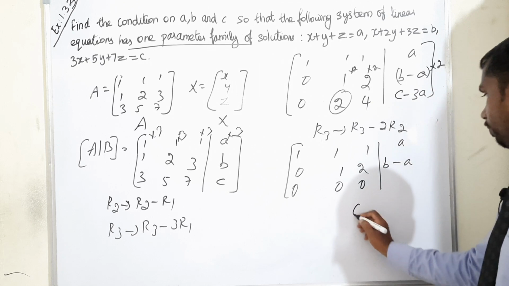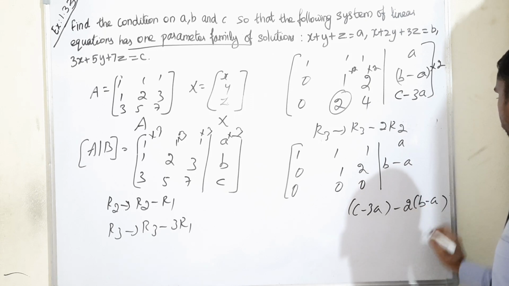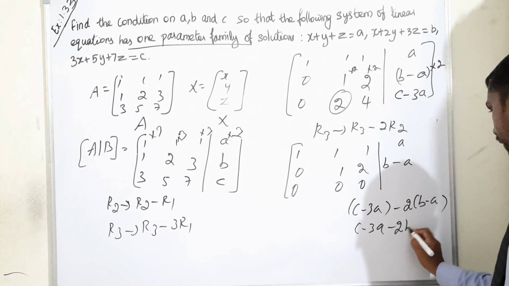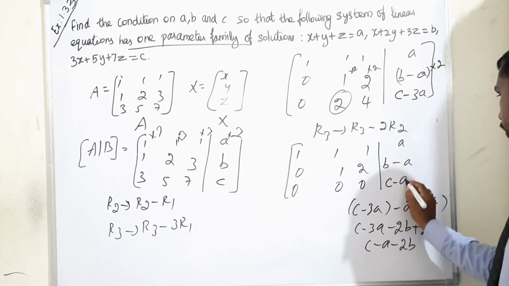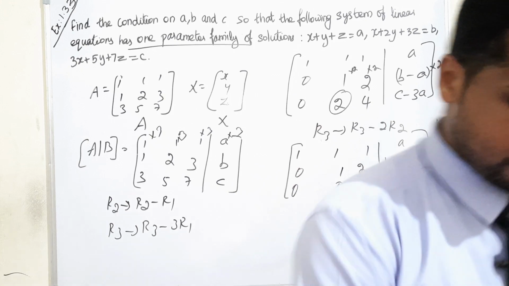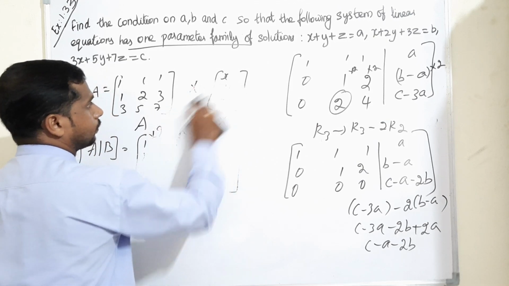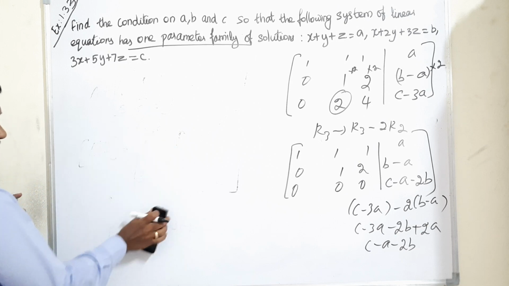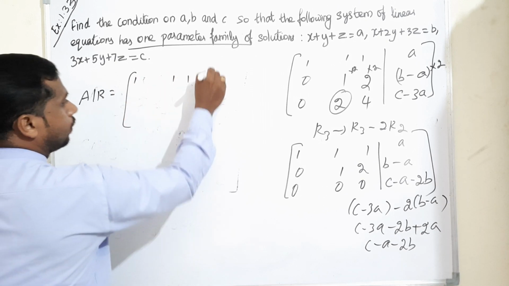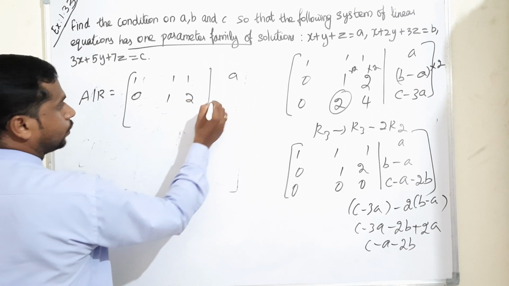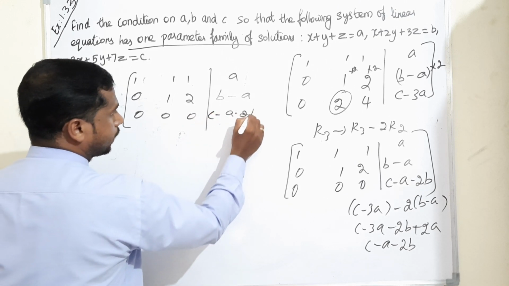But here, look very carefully: c minus 3a, then the common minus is there, isn't it? So minus of 2 into b minus a. Again, c minus 3a, if you remove the bracket, minus 2b plus 2a. So minus 3a plus 2a means minus a, and minus 2b. Therefore, c minus a minus 2b. I will write the last result. What is the result? A with B: 1, 1, 1, a; 0, 1, 2, b minus a; 0, 0, 0, c minus a minus 2b.